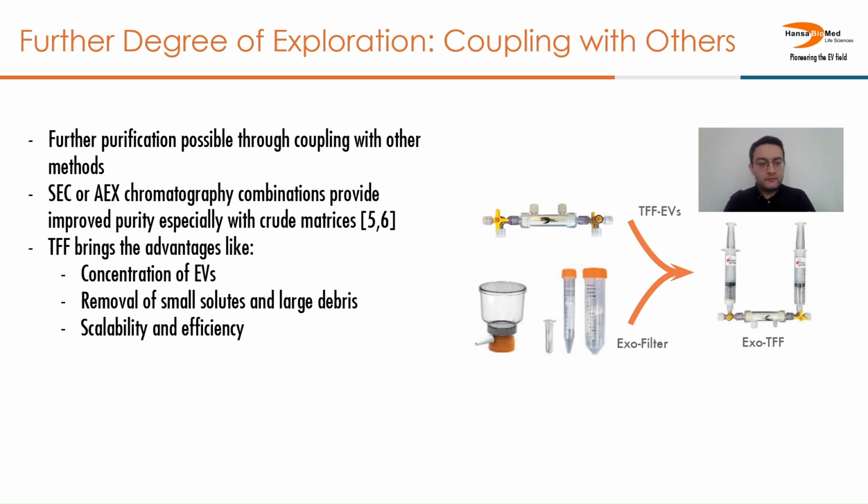So normally, size exclusion chromatography columns cannot process tens of liters, but after processing and concentrating with TFF, you can also employ size exclusion chromatography for further purification, and this ensures the scalability and efficiency of your workflows, even if they require high purity.